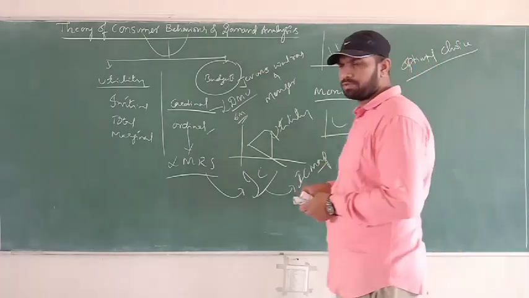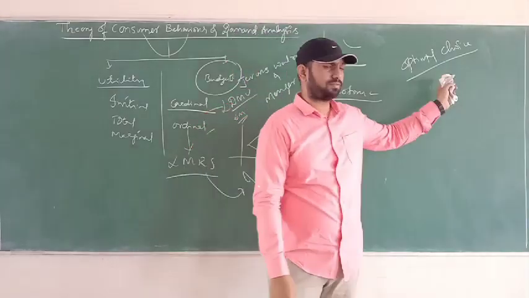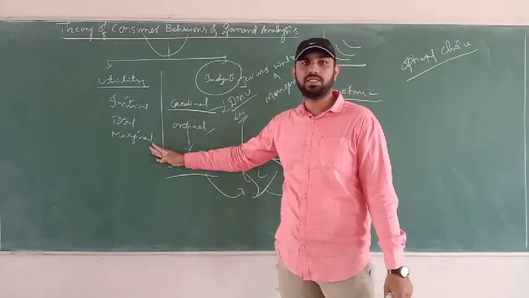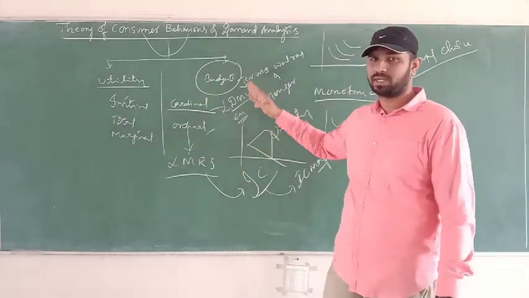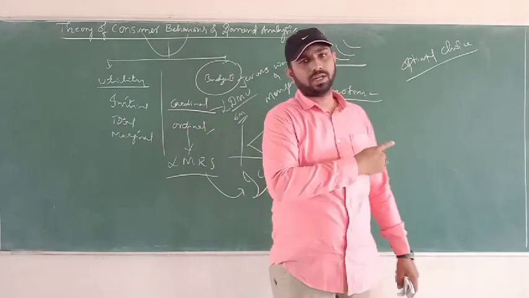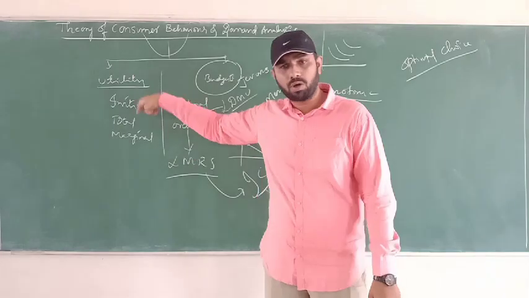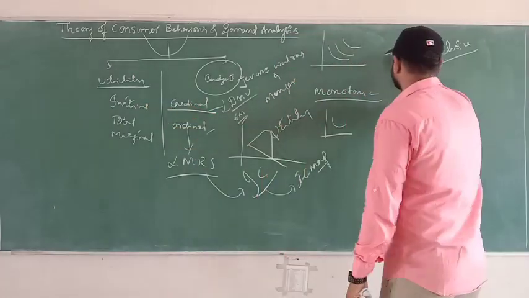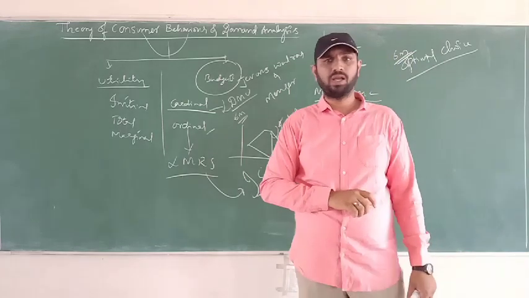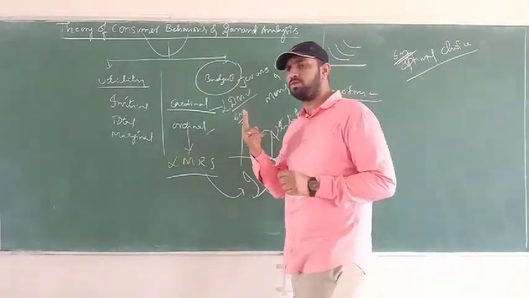In this bird's eye view, if you want to understand the optimal choice of a consumer, you need to understand all this stuff: the types of utility, the level, the budget, the capacity, the ordinal, the cardinal, everything. Only then can you understand the concept called optimal choice of a consumer. Compared to all these, the most important one for 6 marks is the optimal choice of a consumer. Are we clear?